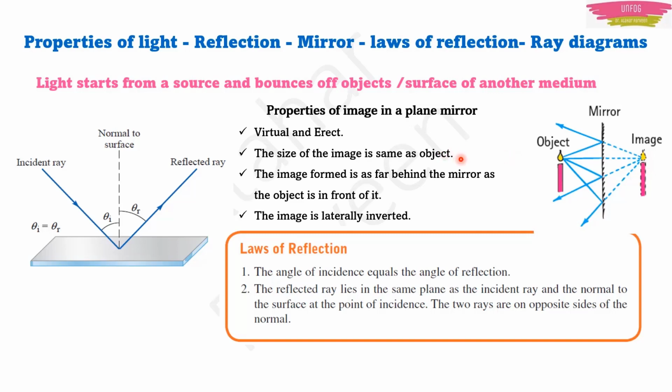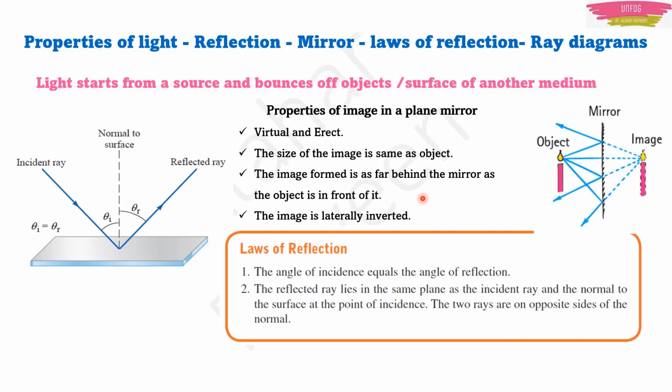What is the second property? How does the image look? The image looks the same as the object. The size of the image is the same as the object. There is no change in the size of the image. Third is that the image is formed as far behind the mirror as the object is in front of it. You must have noticed, if you take something very near to the mirror, then the image appears to be very far in the mirror. So that is the property of the image formed in the plane mirror.